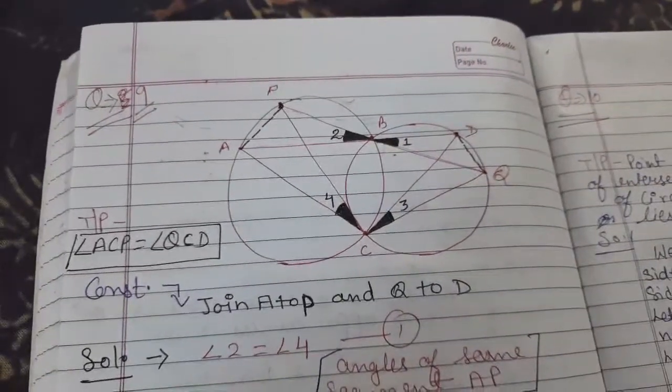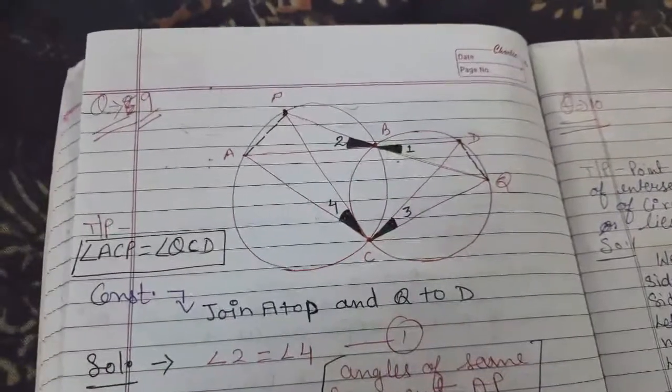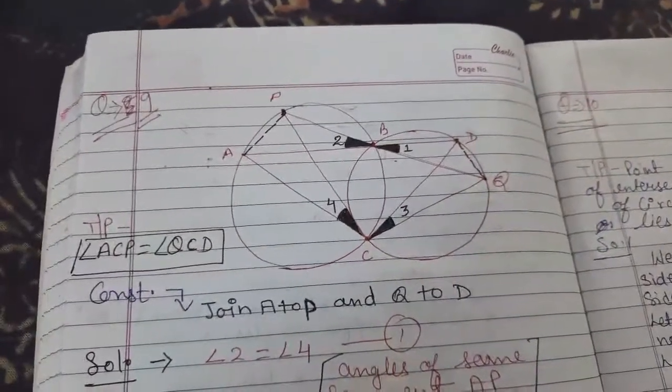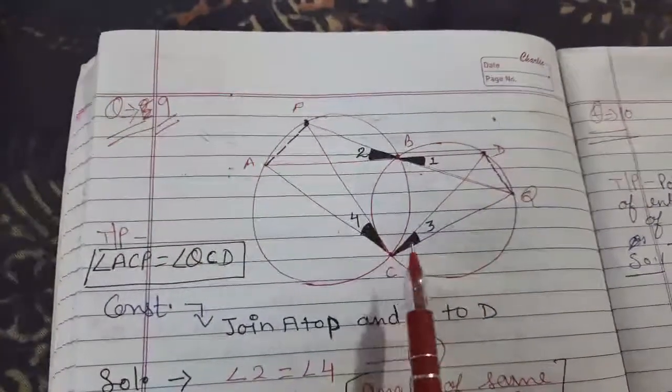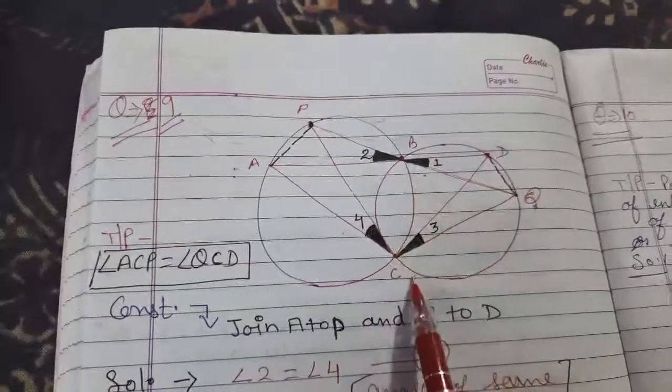We are solving 9th class Maths NCERT book chapter 10 Circle, and in this video we are going to solve exercise 10.5 question number 9. In question number 9, a diagram is given to us. Two circles are intersecting each other at B and C.